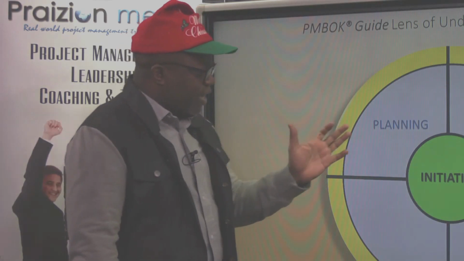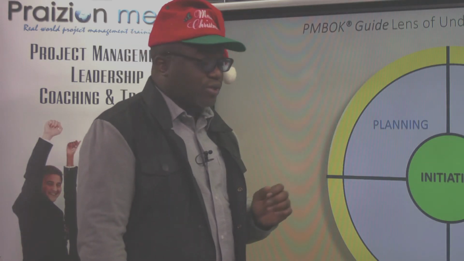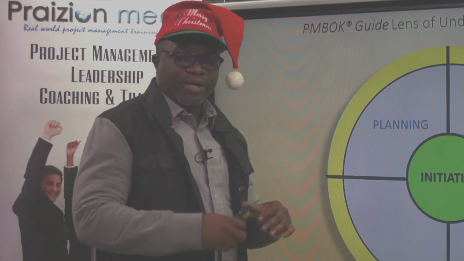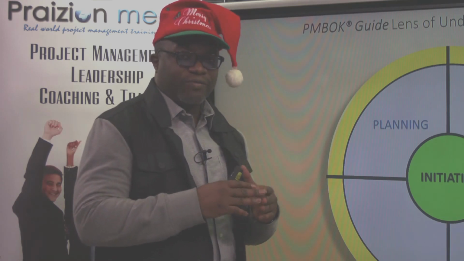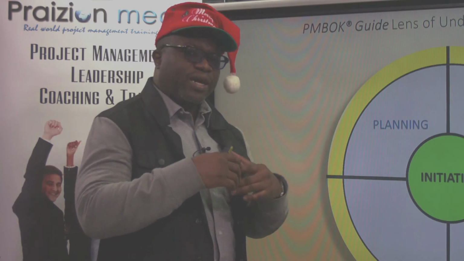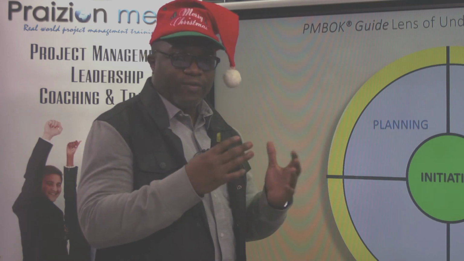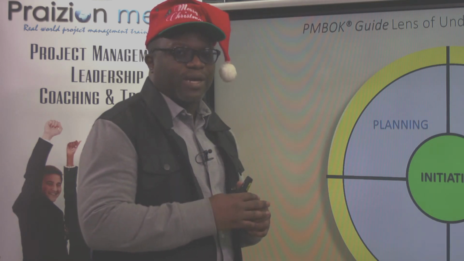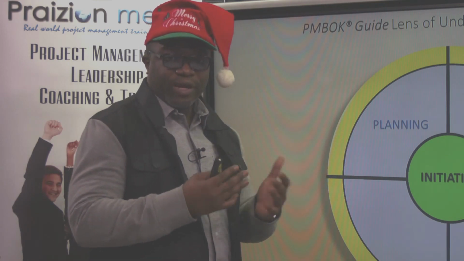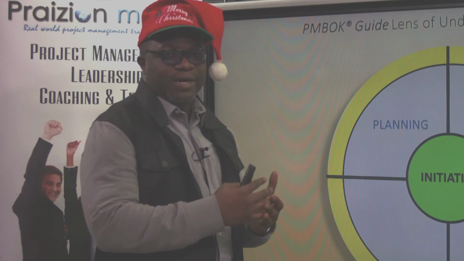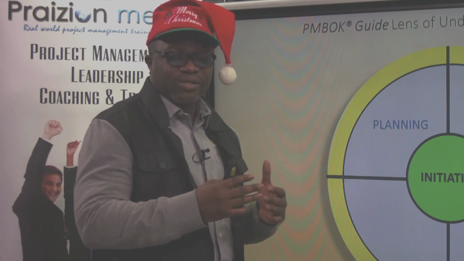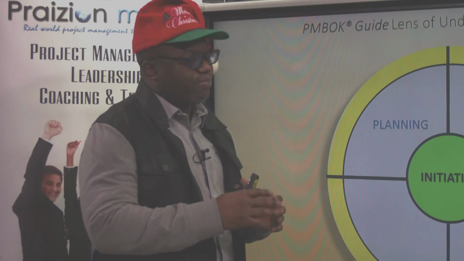Next, we've got the planning process group. In the planning process group, this is where we talk about developing the plans and so on, developing the subsidiary plans, and putting all that together into a final big project management plan. It's also where we develop baselines. So we put the baselines of scope, we put the baselines of schedule, of cost into perspective.